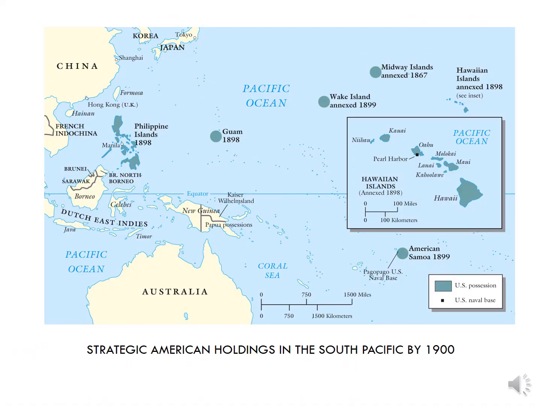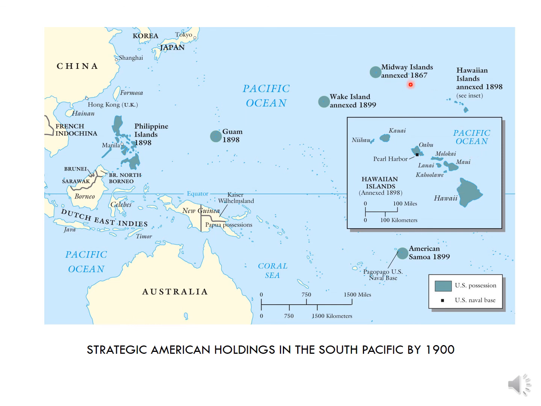So by the end of all of this, the United States has expanded its influence in the Pacific significantly. You will see here the U.S. strategic holdings in the Pacific by 1900. So of course we have Hawaii, and then also the Midway Islands.